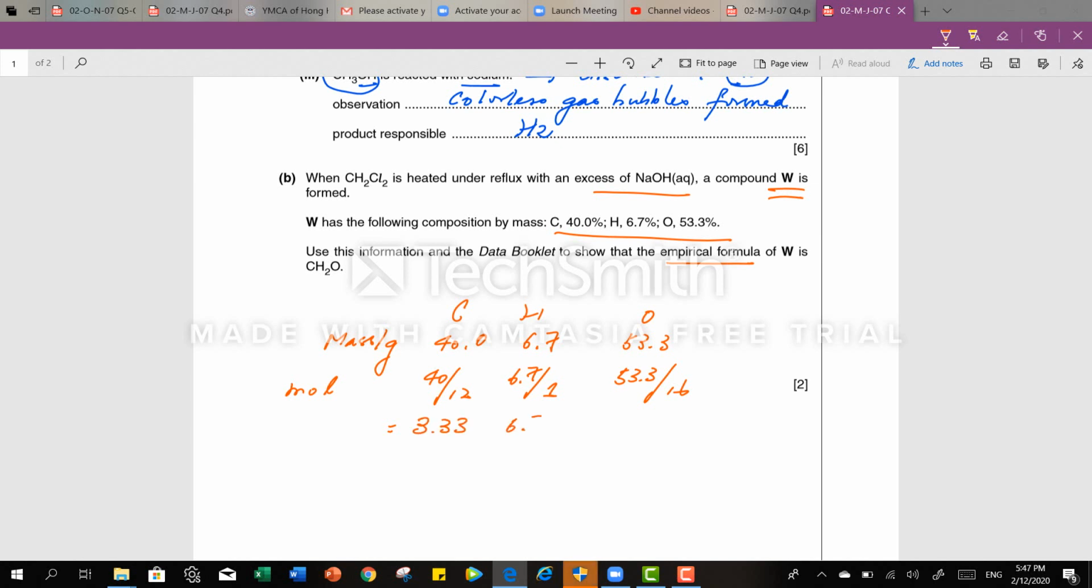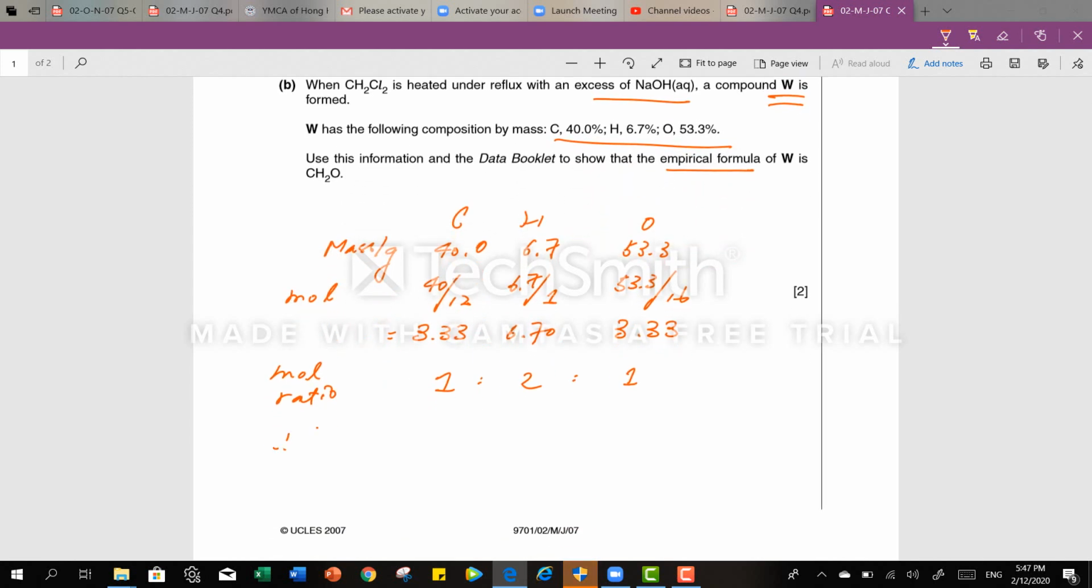3.33, 6.7, so this is also 3.33. So the mole ratio obviously will be 1 to 2 to 1, right? Therefore, do not stop after this step. You still have to write one more line. If not, you're going to lose 1 mark, okay? The empirical formula of W is CH2O. Okay, this is the answer.